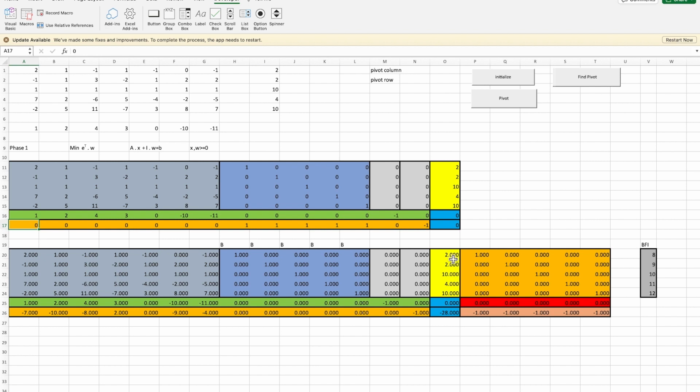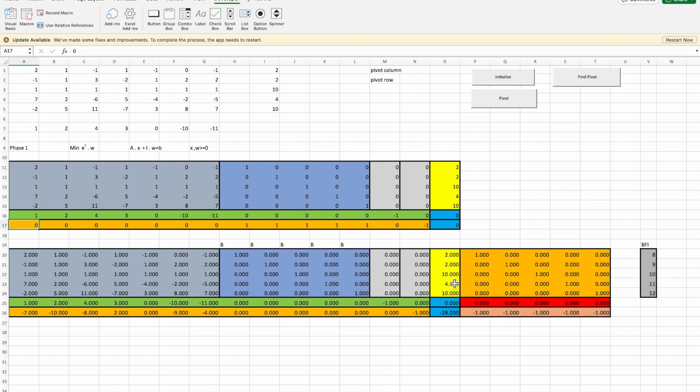When I look at this column, there is a 4-way tie: rows 1, 2, 4, and 5. They all tie with a minimum of 2. That's why this problem is degenerate.